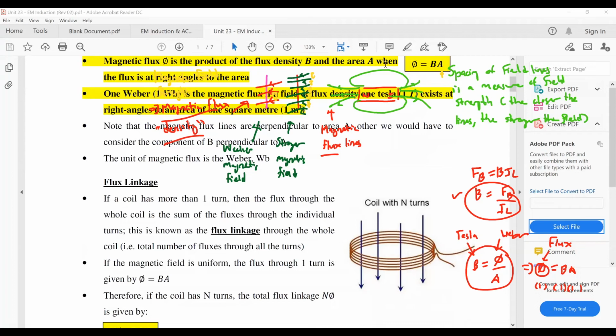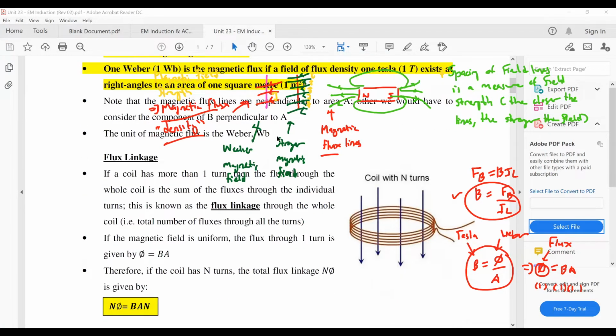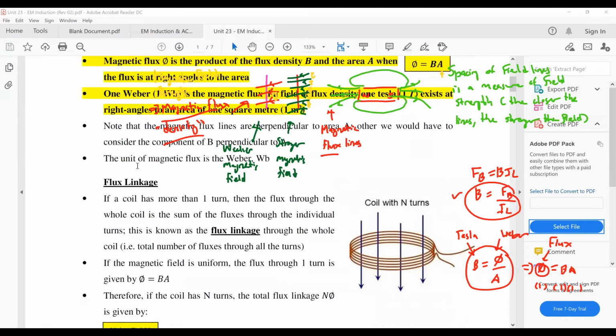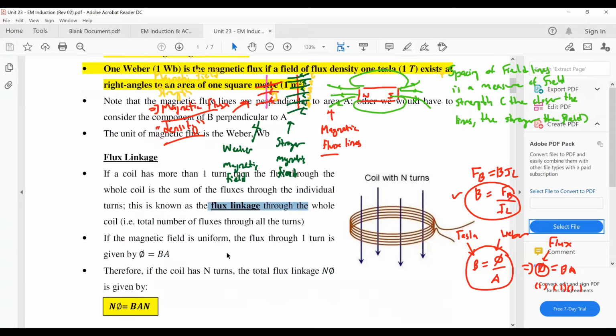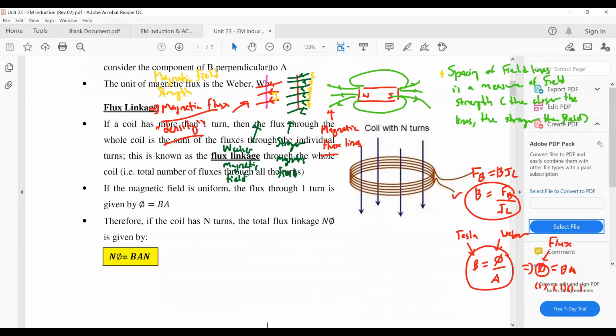Now, further to that, you need to talk about the concept of flux linkage. Now, what is flux linkage? Flux linkage is simply the number of fluxes through all the coils of a wire. If you have a coil with many turns, your flux linkage is the flux through each turn in that coil added together. It will be a better idea to draw this. Flux linkage is normally used for coils with many turns, so let me illustrate what flux linkage is first.